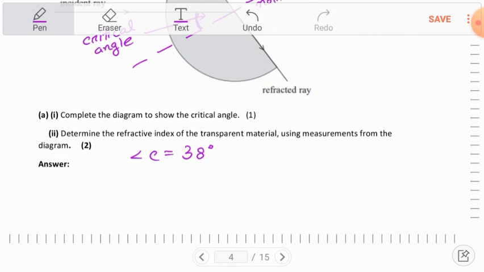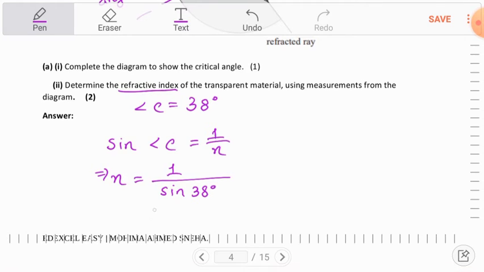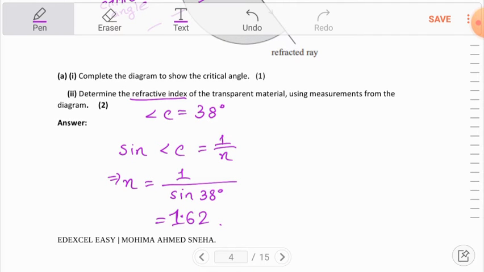And now we have to use the equation: sine angle C is equal to 1 over n. The question wants you to find the value for refractive index, so we have to make n the subject of it, and it will be 1 over sine angle C. So it will be 1 over sine 38 degrees, and if you calculate it, you get a value of 1.62. So the refractive index for this material is 1.62. I hope part A2 was clear. I'm moving to the next part.